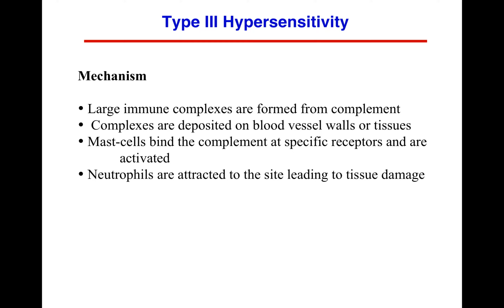You can have off-target activation, and these things can be deposited in the blood vessel walls or in tissues. And when you have activation of complement, as you know, you can get mast cell activation and histamine release, and so those will attract neutrophils and lead to inflammation at those sites.